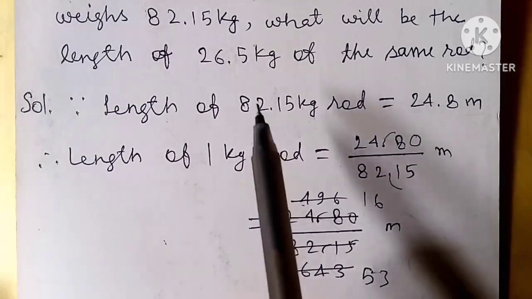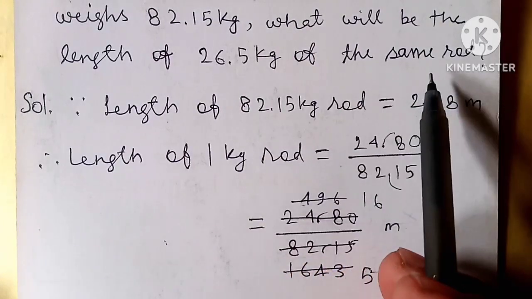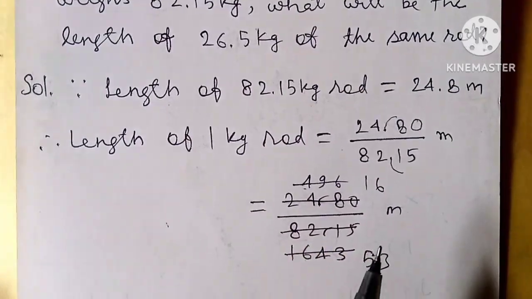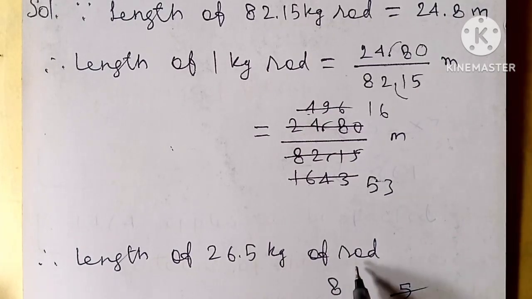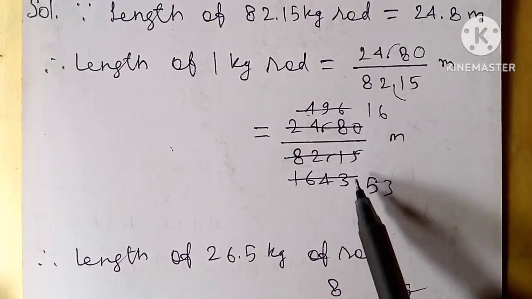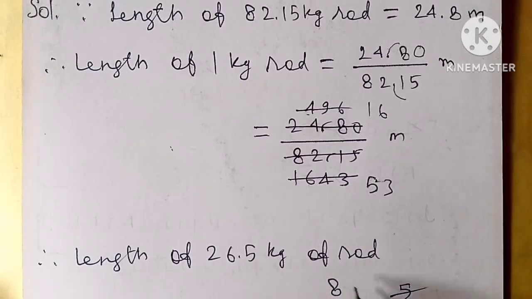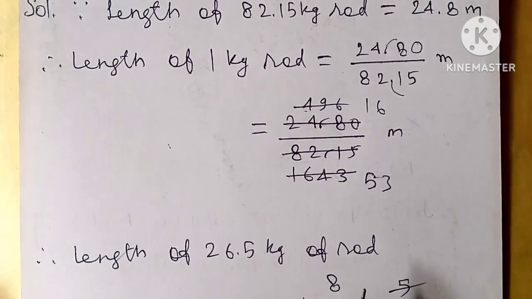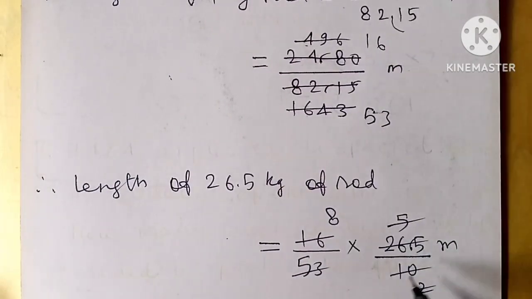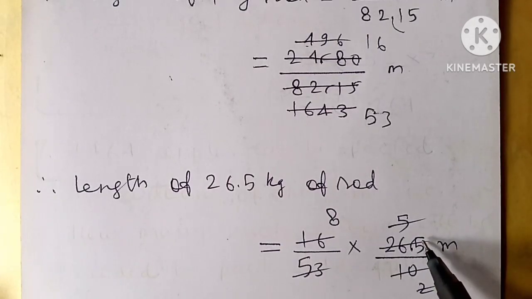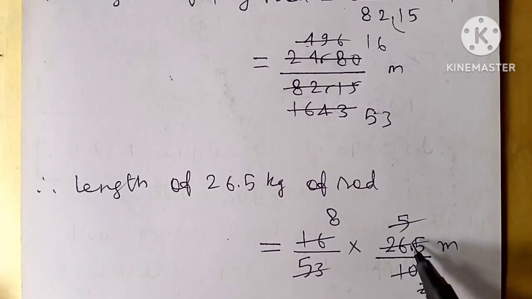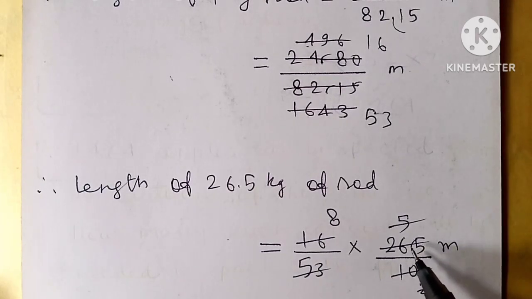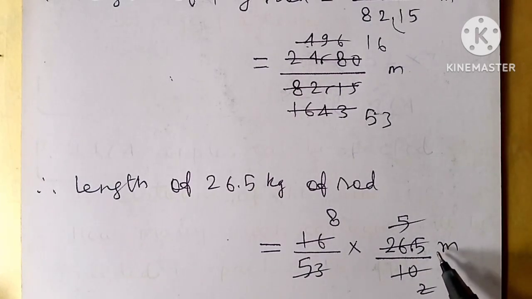We need to find the length of this many kg of the same rod. So now, length of 26.5 kg of rod. This is the length of 1 kg rod, so we have to multiply this value by 26.5. And again we have to remove this decimal, for that we have to put 10. We remove the decimal, so it becomes 265 upon 10.